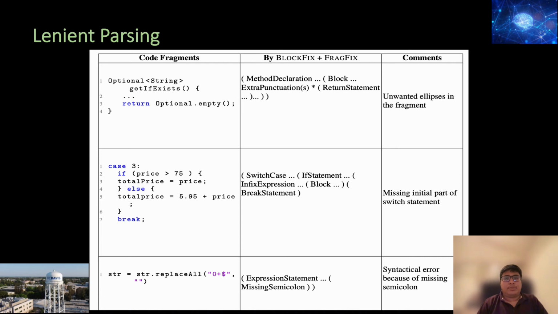For the second example, the Eclipse GDT could not parse it because the initial part of the switch statement is missing. As we already mentioned, our tool is trained to work on fragments, so BlockFix plus FragFix can take this partial part of the switch case statement and produce a suitable parse tree. And for the third one, we can see that the Eclipse GDT failed because of the missing semicolon. As we already discussed, our BlockFix plus FragFix could not only produce correct ASTs for these types of examples, it could also fix them.